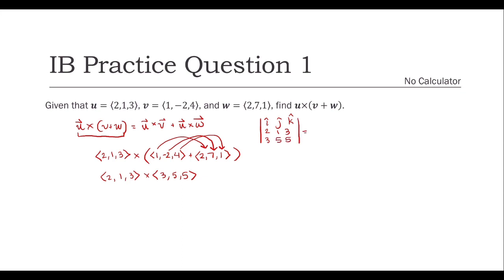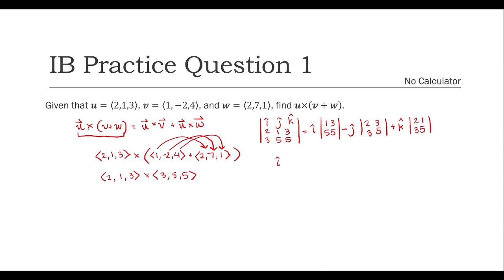So this will equal i times, we'll block our i column and row, so the things that are going to remain are 1, 3, 5, 5. Then we do minus j. If we block our j column and row, then we have 2, 3, 3, 5. Plus k, we'll block our k column and row to get 2, 1, 3, 5.